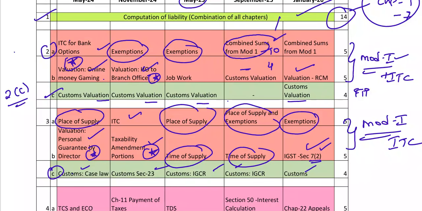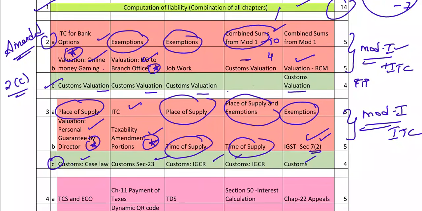In exemption also I saw one of the amended portions tested immediately. So please be thorough with all the amended portions. Okay, you have to be thorough with the amended portions. Anyway, you will get a minimum of 10 marks from the amended portions if there are a lot of amendments.